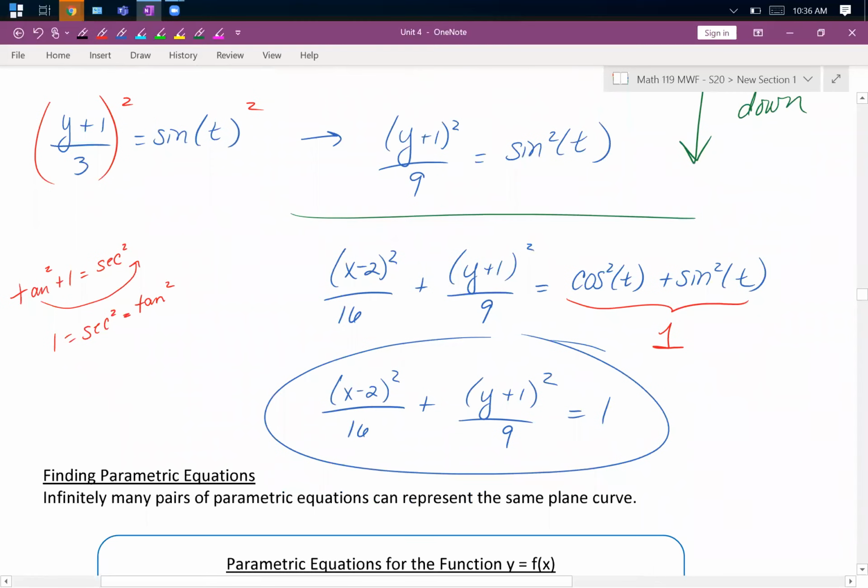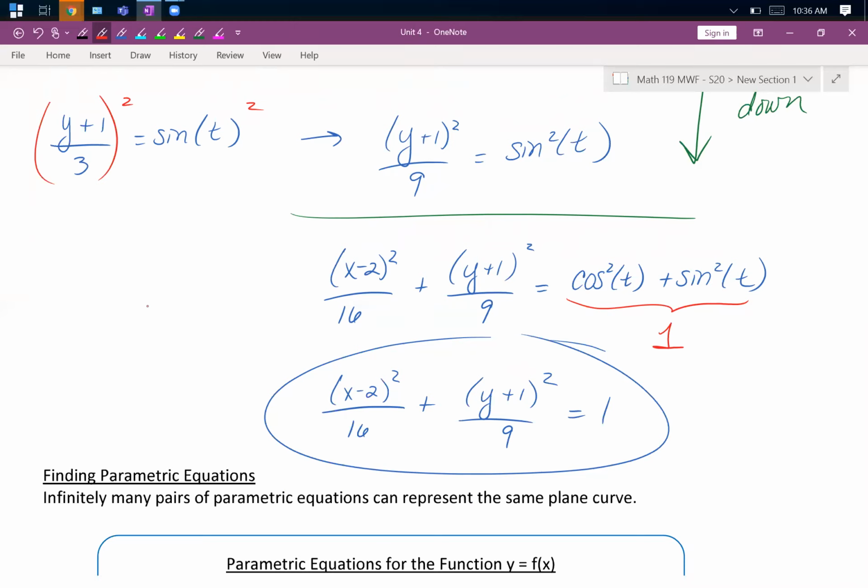All right, what kind of conic is this? Just to review our conic stuff. What's that look like? Is that an ellipse? It's an ellipse. And how do you know it's an ellipse? There's the plus sign in the middle. Both variables are squared and we got the plus sign in the middle. So that tells us that this is an ellipse.